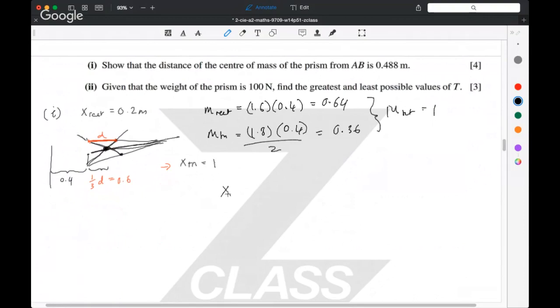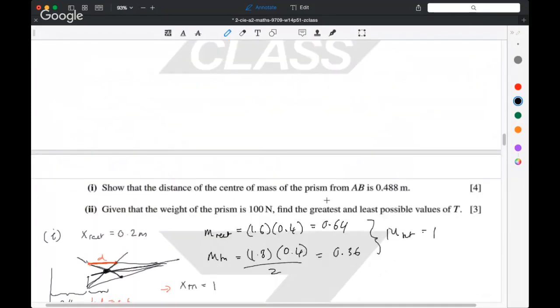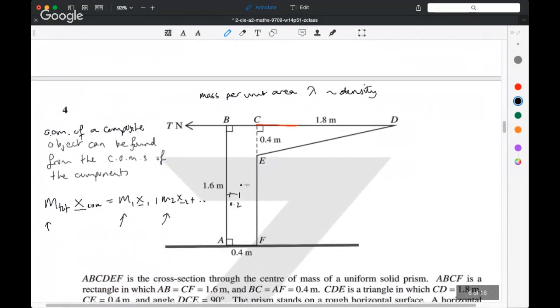So our equation looks like this. X center of mass is a weighted sum of the coordinates of the other two. That's the mass of the rectangle times the x coordinate of the rectangle plus the mass of the triangle times the center of mass coordinate of the triangle. And you'll see that this is equal to 0.488 as required. Okay, so that's all good. We're happy with that. And you'll notice actually that the center of mass is therefore somewhere out here.